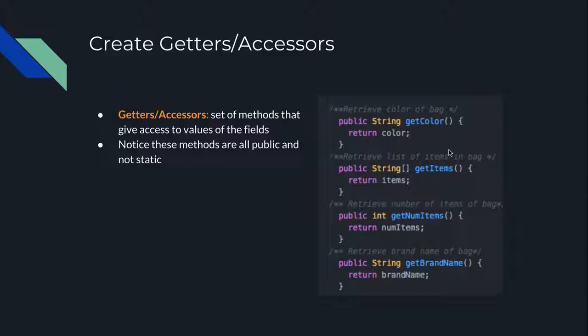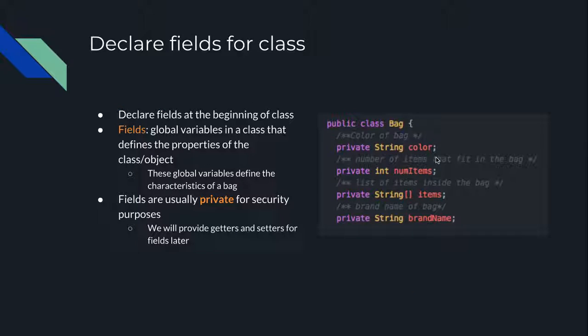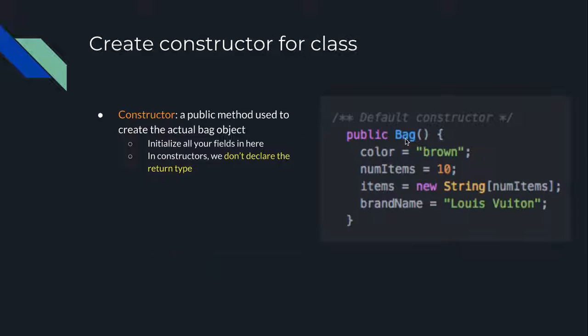So what we have here is get color, get items, get num items, and get brand name. And what you can kind of deduce from these method names is that they're probably going to be returning the value of color, the list of items, number of items, and brand name respectively. And what I want you to notice is that the majority of them are going to be public. So they're all public in this case. So when we look at this first example for get color, we are going to be returning a string because I declared my color variable to be a string.